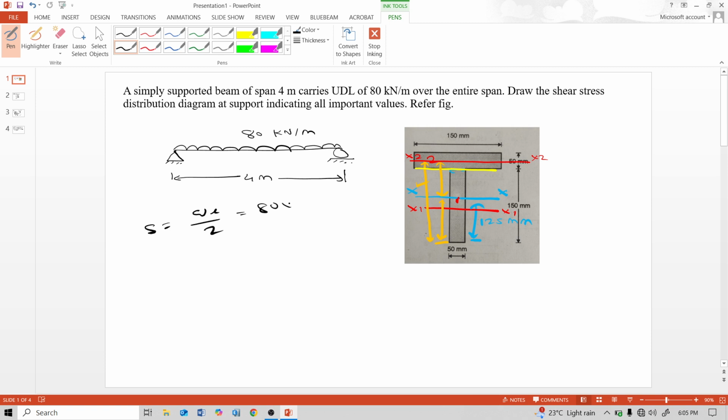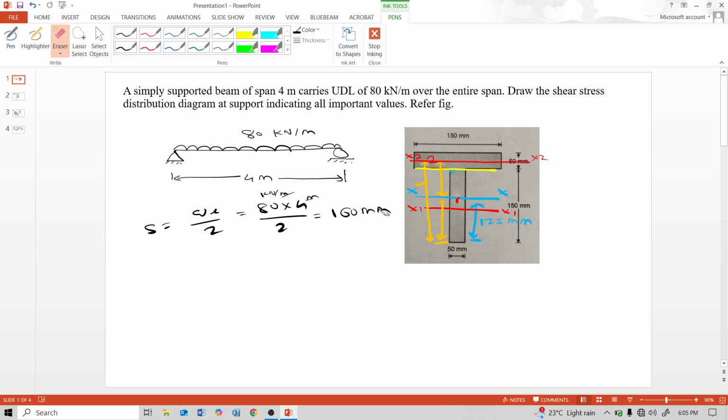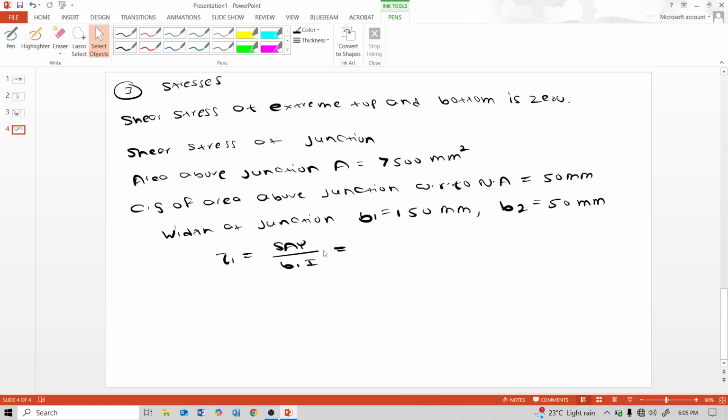W is 80, L is 4, the length of the beam is 4, divided by 2. That means 80 multiplied by 4 divided by 2 is 160. Sorry, 80 is in kilonewton per meter and 4 is in meter. The meter gets cancelled. This shear force unit is 160 kilonewton. That means S is equal to 160 into 10 raised to 3 Newton.